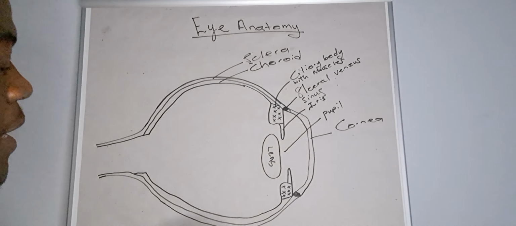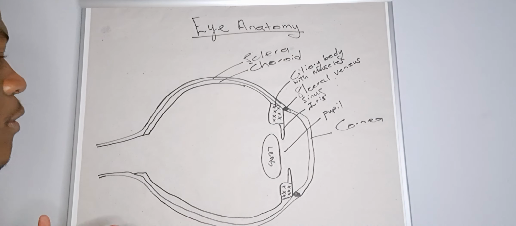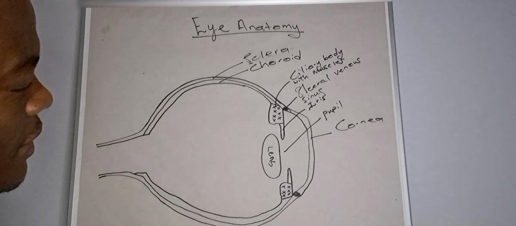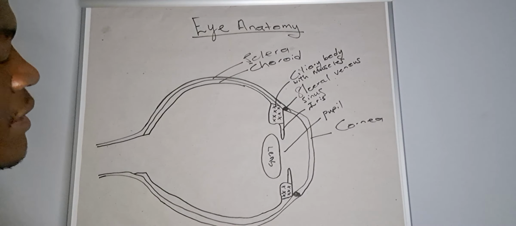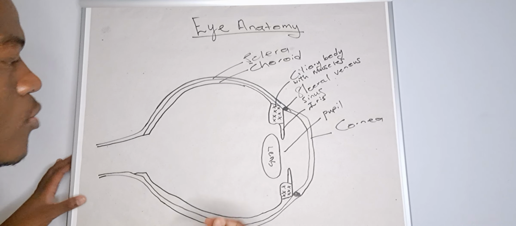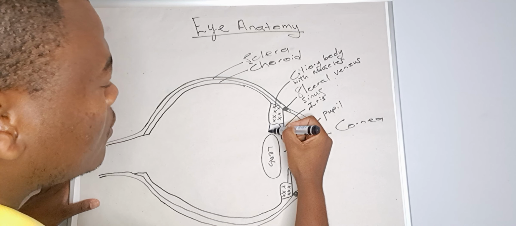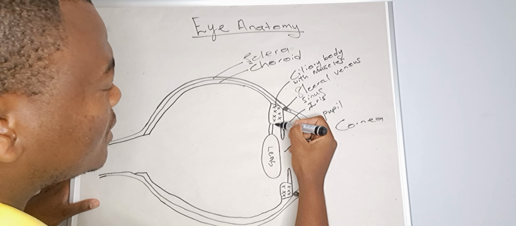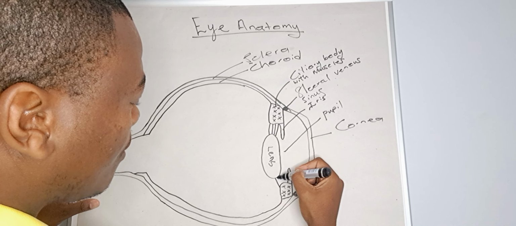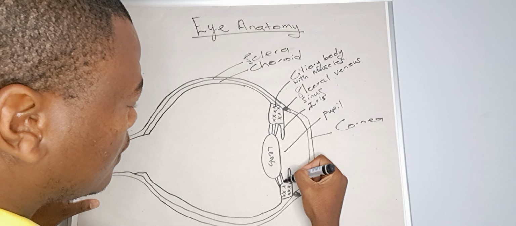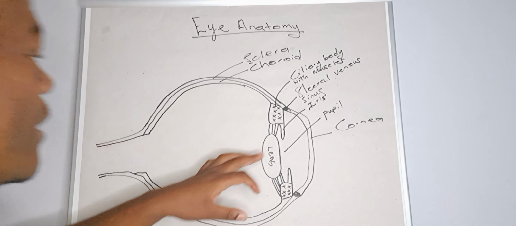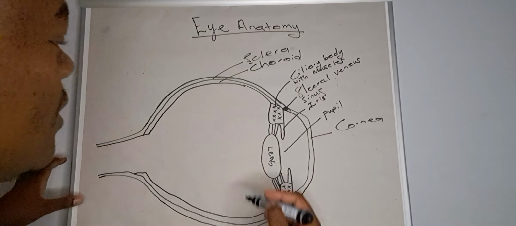But now, this particular lens needs some sort of structures that can get attached to it, some sort of structure that can control it, that can help it to focus on a close object and a far object. So we will have what we call ligaments. We will have our ligaments here. All this has to do with suspending the lens.